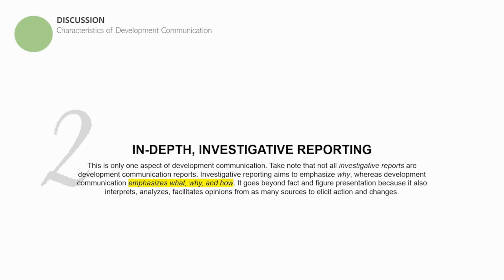Okay? Tapos meron pa yung aspect na kailangan, it's a kind of development na na-address yung project implementers and even the people and the beneficiaries. So, yeah. Now, it goes beyond fact and figure presentation because it also interprets, analyzes, and facilitates opinions from as many sources as possible.